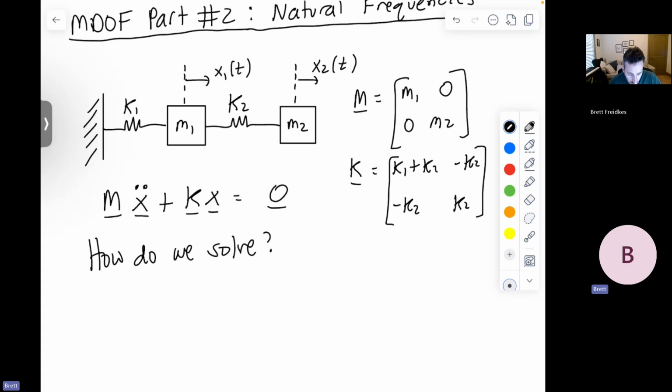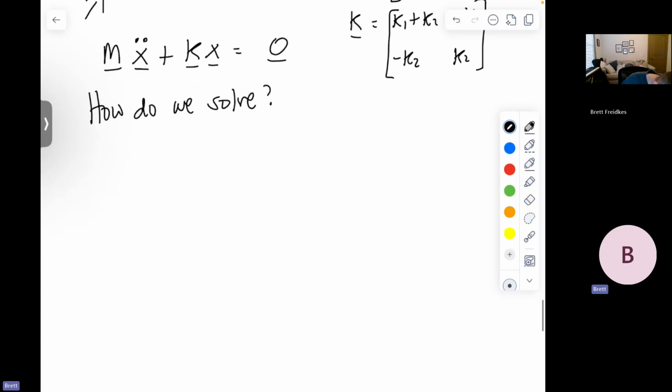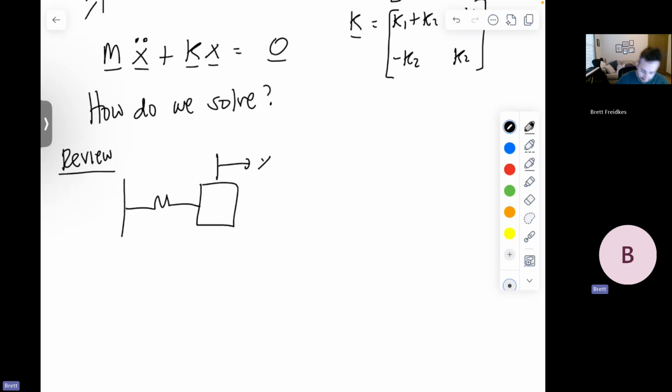And before we jump into matrices, I want to review how we solved things in the past for a 1 degree of freedom system. So this is going to be a quick review. If I were to give you some mass that is moving with some position x, we know that the differential equation that describes this is m x double dot plus k x is equal to 0.